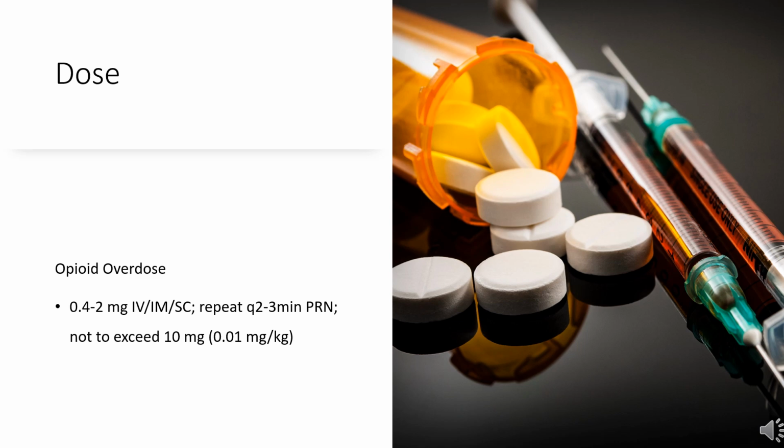Dose. Opioid overdose. Indicated for the complete or partial reversal of opioid depression, including respiratory depression, induced by natural and synthetic opioids. 0.4 to 2 mg IV/IM/SC, repeat every 2 to 3 minutes as needed, not to exceed 10 mg, 0.01 mg per kilogram. Consider other causes of respiratory depression if desired response not achieved after administering 10 mg cumulative total.